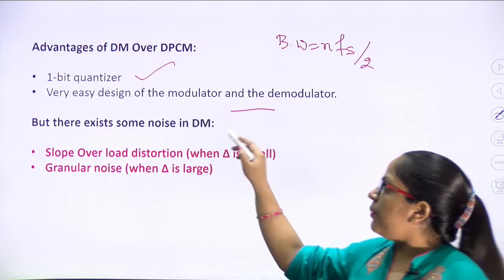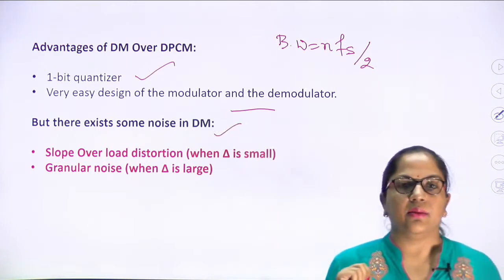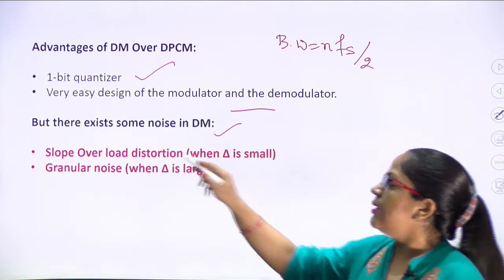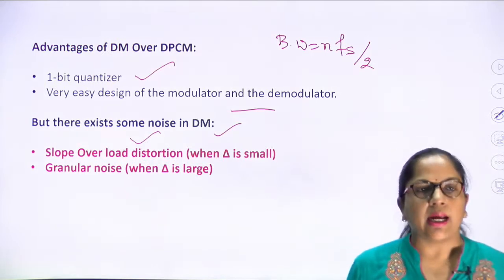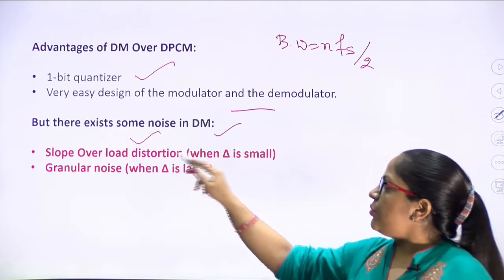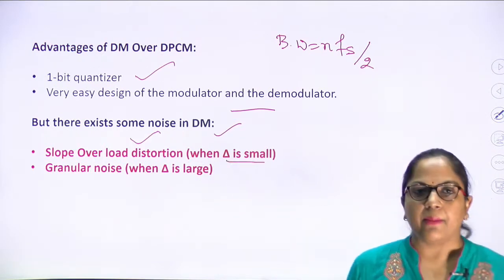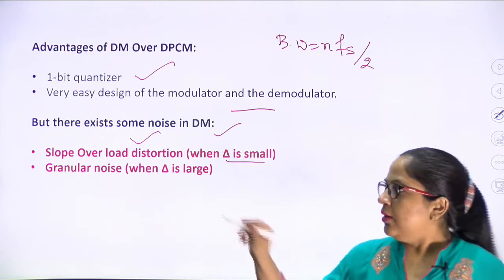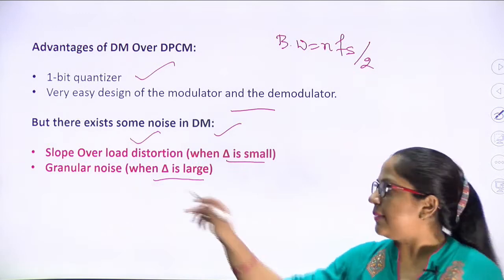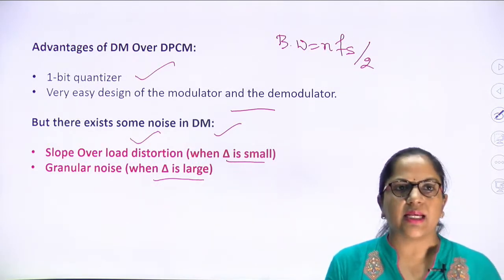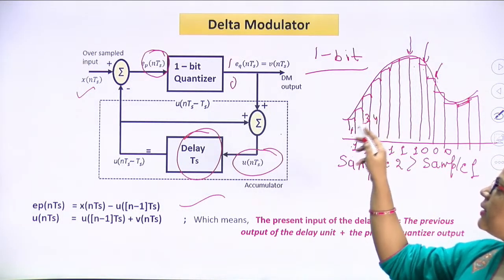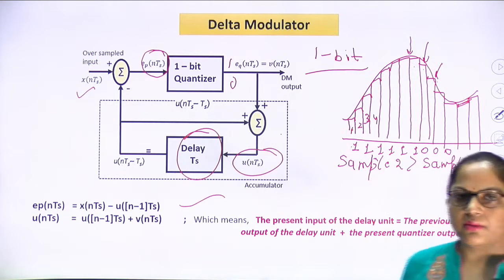But if we perform delta modulation, it may suffer from two kinds of errors, or it has two limitations, which are called slope overload distortion and granular noise. What is slope overload distortion? This comes when we consider the step size very small. Granular noise occurs when we take the step size large. What is the meaning of this step size being small or large? Here we are comparing each sample with its previous value.